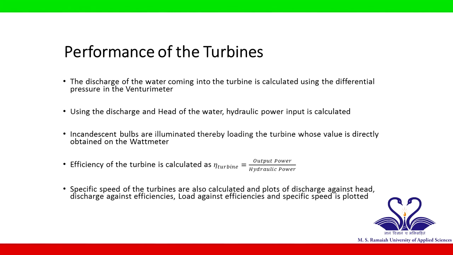Incandescent bulbs are illuminated, thereby loading the turbine, whose value is directly obtained on the watt meter. Efficiency of the turbine is calculated as a ratio of output power to the hydraulic power. Specific speed of the turbines is also calculated, and plots of discharge against head, discharge against efficiencies, load against efficiencies and specific speed are plotted.